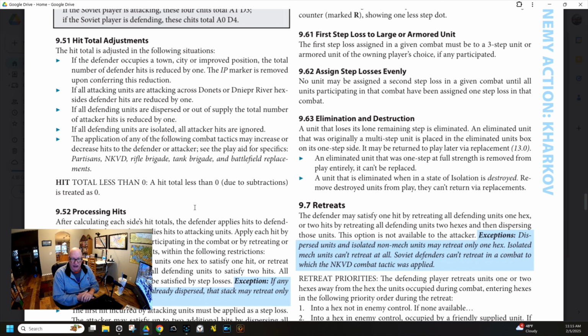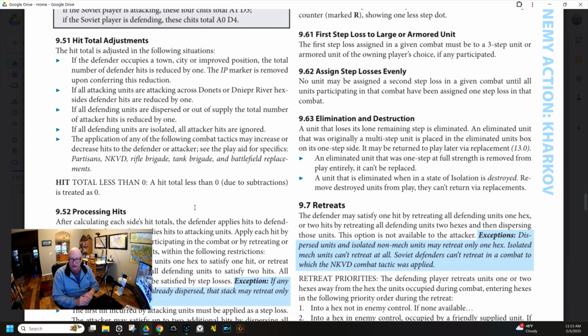Elimination and destruction. A unit that loses its lone remaining step is eliminated. An eliminated unit that was originally a multi-step unit is placed in the eliminated units box on its 1-step side. It may be returned to play later via replacement. An eliminated unit that was 1 step at full strength is removed from play entirely.